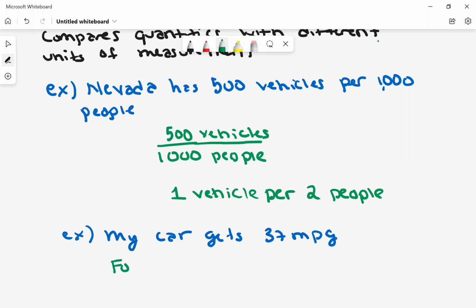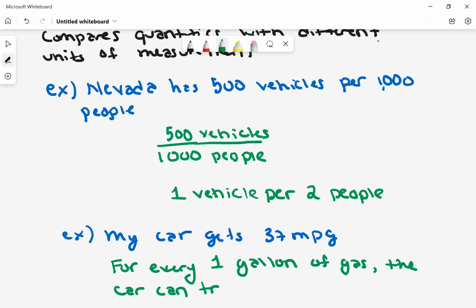For every 1 gallon of gas, the car can travel 37 miles. And of course, I know that there's differences versus highway and roads when you're starting and stopping all the time, but we kind of had that understanding.